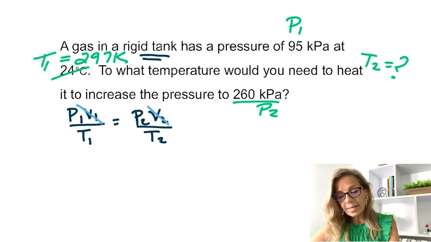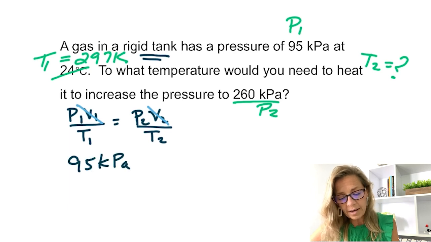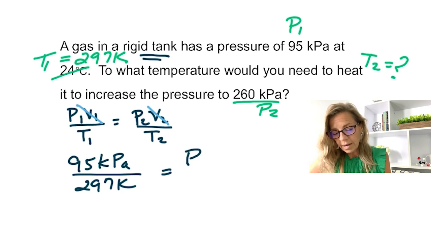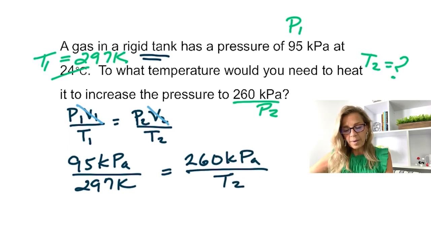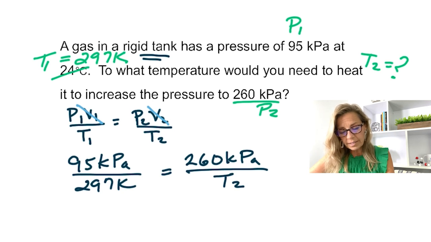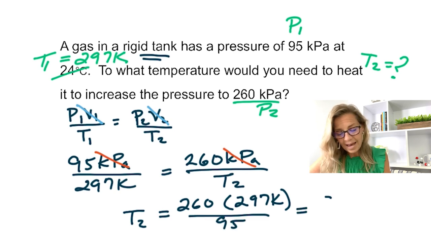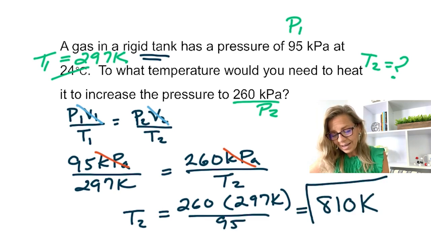Now I'm ready to add in my variables as numbers. Okay, so I have 95 kilopascals, and on the bottom 297 Kelvin. On the top is my, oops, sorry, I do know P2. So I've got 260 kilopascals, and then T2 is on the bottom. Now my units cancel nicely. I have kilopascals, and my temperature is in Kelvin, and so T2 is going to be equal to 260 times 297 Kelvin over 95, and that is 810 Kelvin.